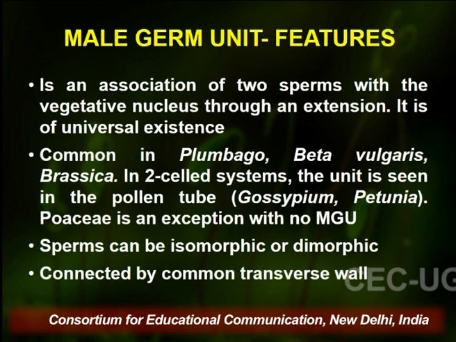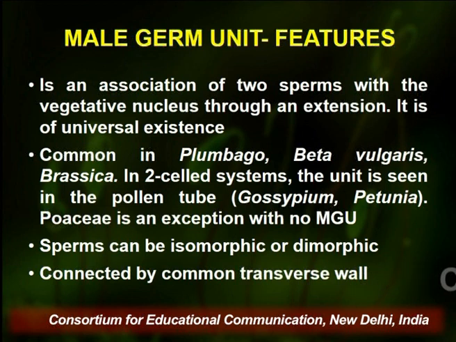Now, another important feature of pollen development is the formation of the male germ unit. So what exactly is a male germ unit? Male germ unit is an association of two sperms with a vegetative nucleus, and these two sperms are connected to the vegetative nucleus through a cytoplasmic extension. The existence of the male germ unit is universal. It is commonly seen in Plumbago, Beta, Brassica. In two-celled systems, the unit is seen in the pollen tube, as in Gossypium and Petunia.